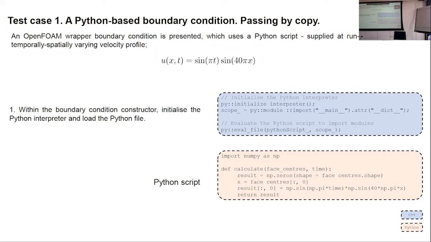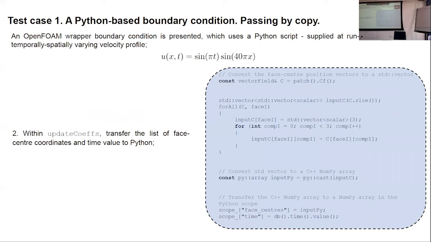It defines a calculate function that takes the coordinates of the centers of the faces on the boundary and the time, and calculates the velocities as given by the equation that you are seeing above. Of course, as I said, I'm not going into the details of the code, but it's extremely simple and it's boilerplate. If you copy and paste it, it is going to work. And we are also providing the GitHub repository with this and with the environment that makes it really easy to reproduce.